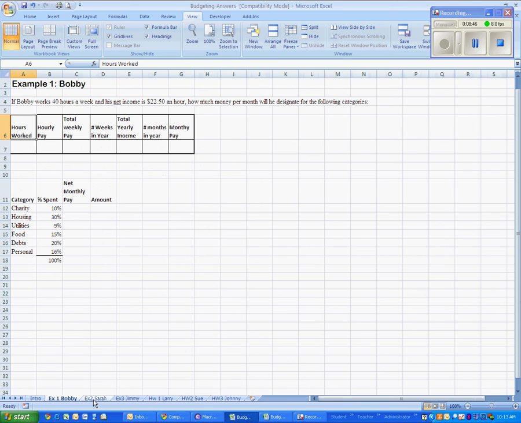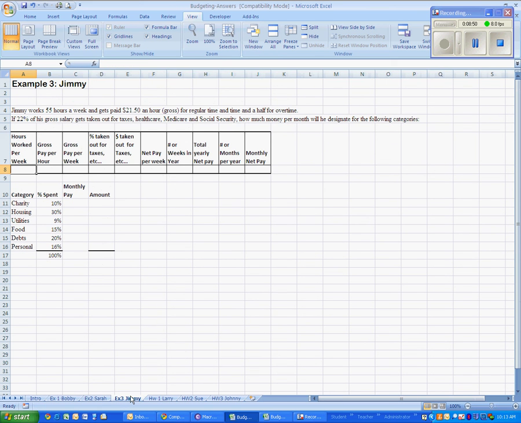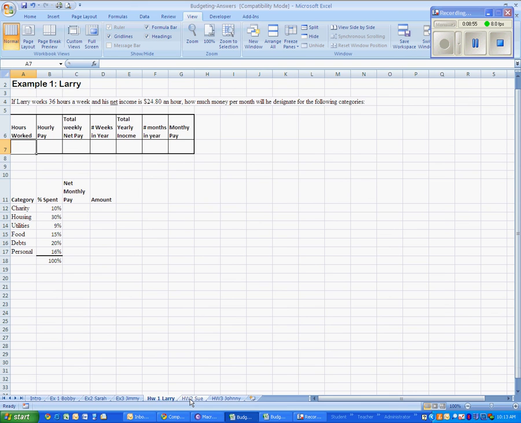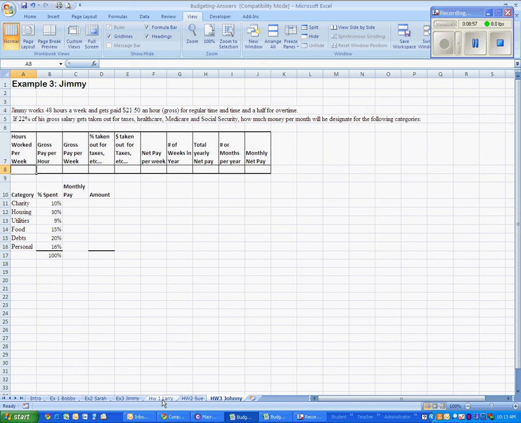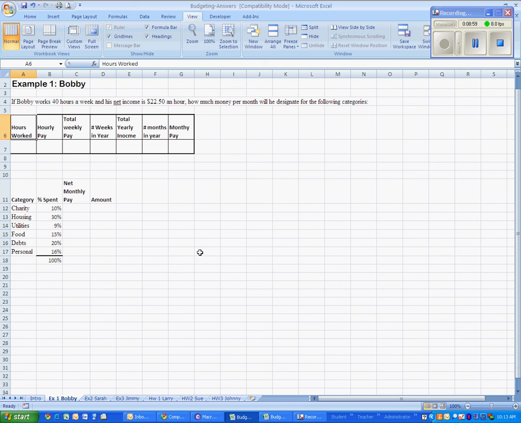If you look down at the bottom, you have the different tabs. We'll be going over the first 3 tabs. And then the second 3 tabs, which start with homework, HW, you'll be doing those on your own. Okay? I'm going to end this introduction video now, and we'll come back and start with video 2 with the Bobby example.